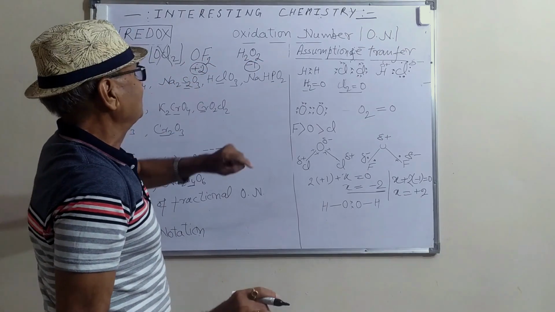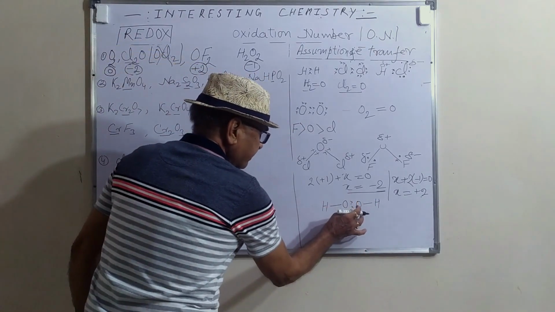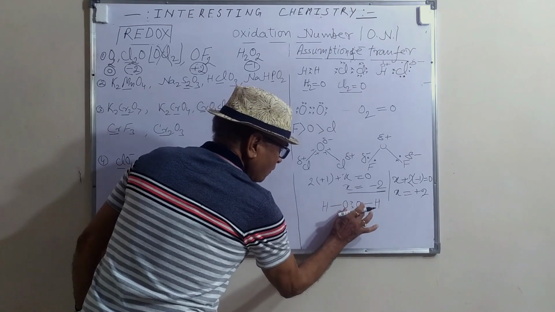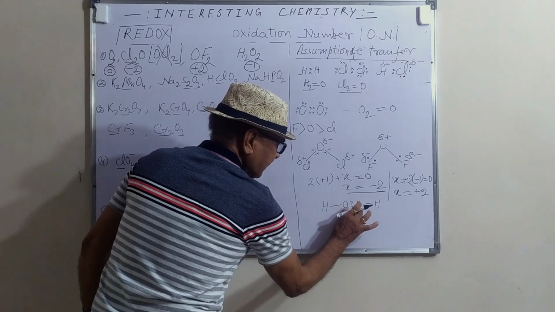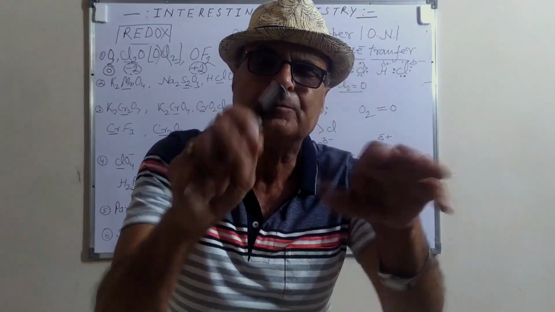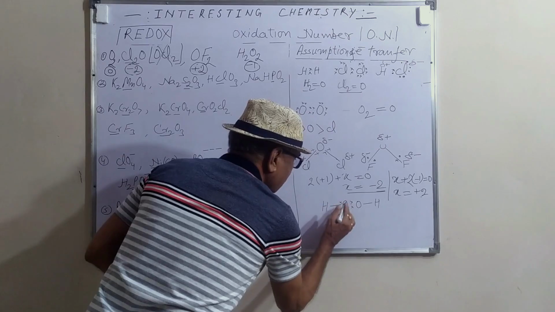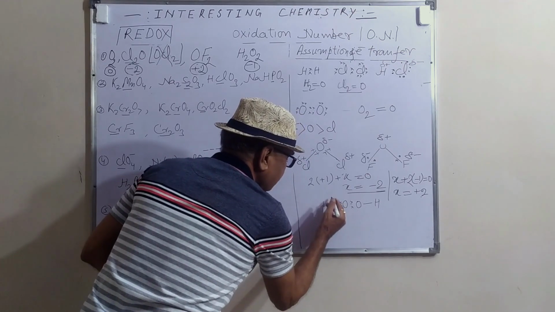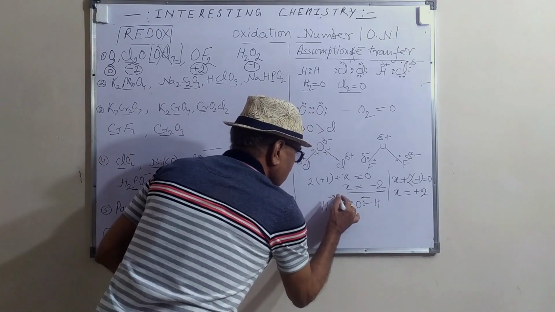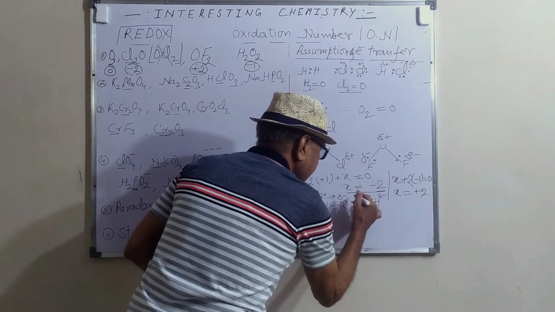Now H2O2. The two oxygen atoms are bonded with a single bond. There is one bonded electron pair, and both oxygen atoms have similar electronegativity, so the bonded pair of electrons will be located in the center between both oxygen atoms. The bonded pair shifts towards oxygen on either side, giving delta positive and delta negative.